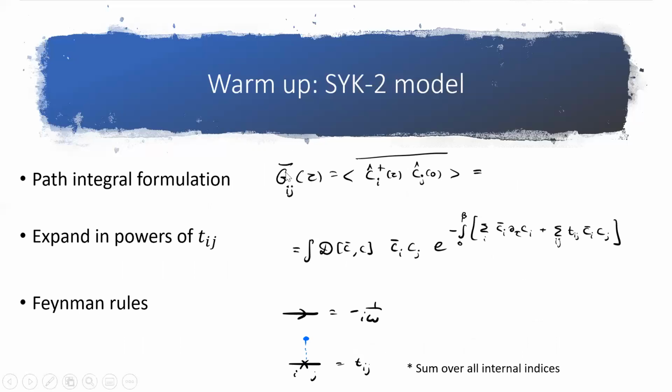Okay, so we can write the Green's function in terms of the path integral. We integrate over all different trajectories of the fields C and C bar. These are Grassmann variables, times the exponent of the action in imaginary time. Then we use the standard Feynman diagram procedure. We want to expand in powers of this hopping T_ij. The Feynman rules: the free propagator, the one that corresponds to T equals 0, gives a contribution of 1 over i omega. And each junction between I and J gives us a factor of T_ij.